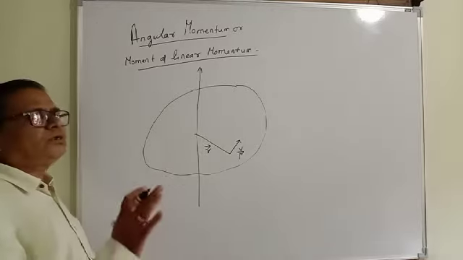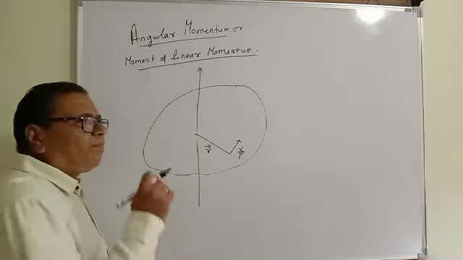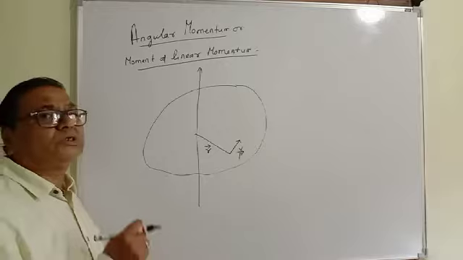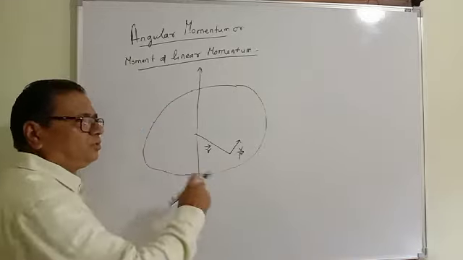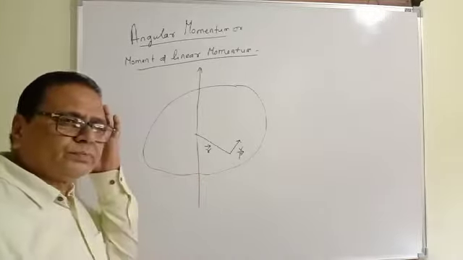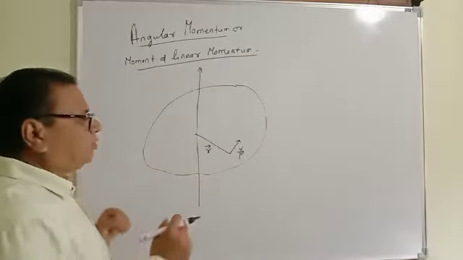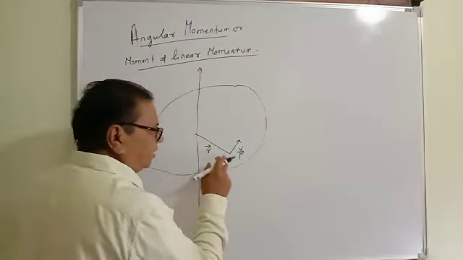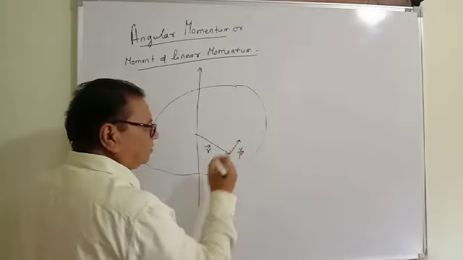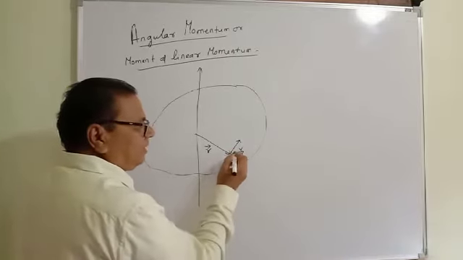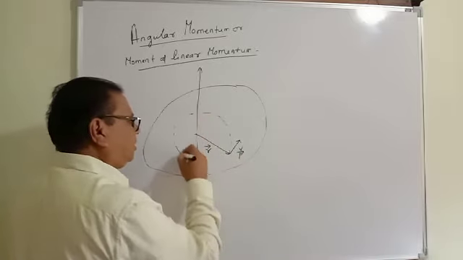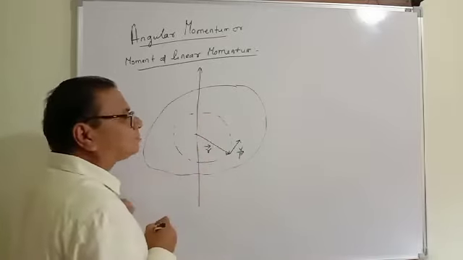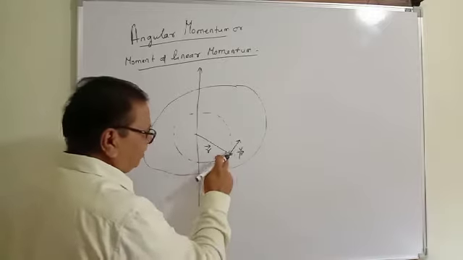When the body is in rotational motion, every particle of the body performs circular motion. Every particle is in circular motion, and its position vector is R bar. Its linear velocity in circular motion is always tangential.